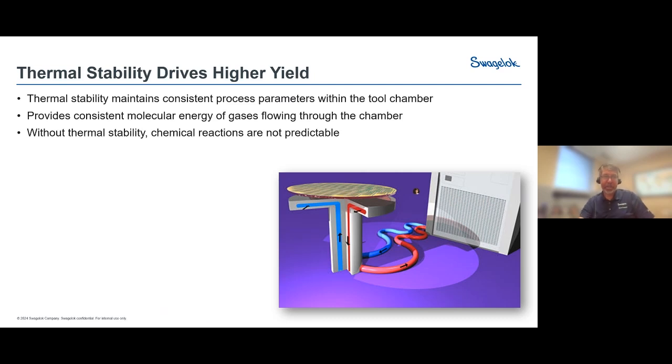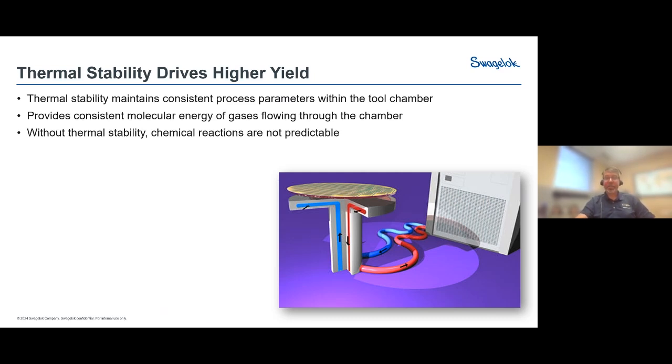The second point Brian talked about was the thermal stability driving higher yield. Quite simply, thermal stability, predicting that minus 30 in the previous example and having that be stable is very important because gas molecules have a certain amount of energy at a certain temperature. As they flow through the chamber, we want to make sure that the energy within the gas going into the chamber is always consistent. It's very stable. Without that thermal stability, the chemical reactions going on inside the chamber are not predictable. So we want to make sure that's very predictable to drive higher yields. It's also very consistent across the entire surface of the wafer.